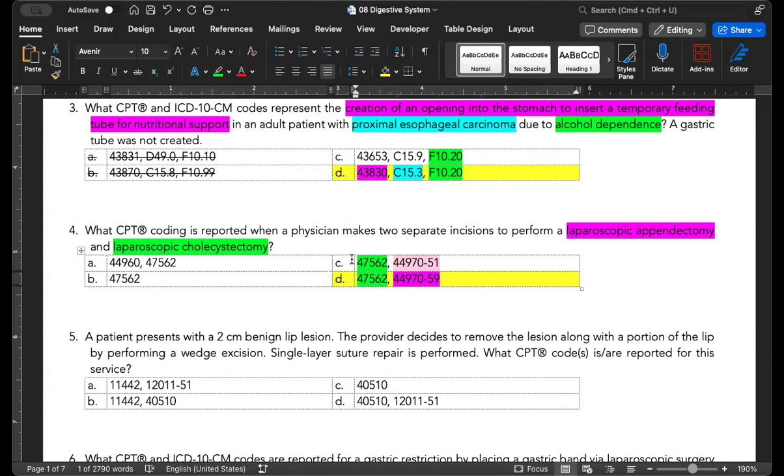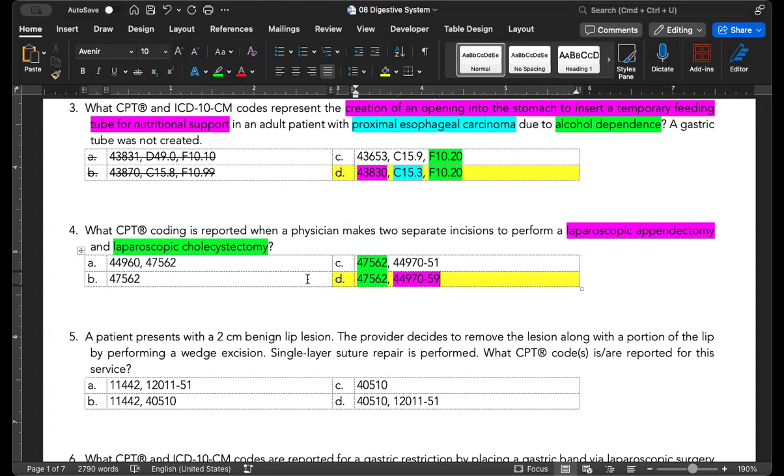I have a question. Okay, so D is the answer. And in the question, it says appendectomy and then whatever that is. Cholecystectomy. Yep. Thank you.